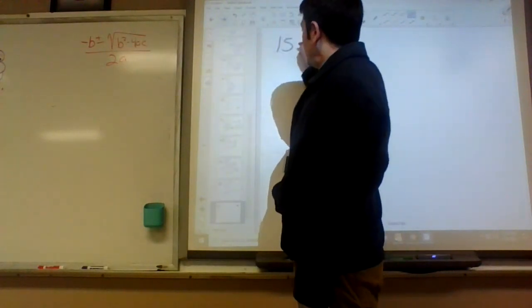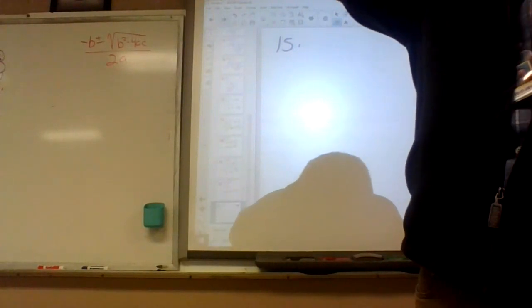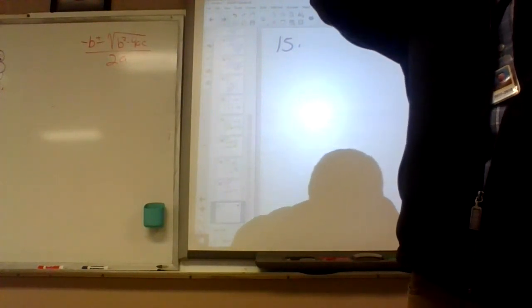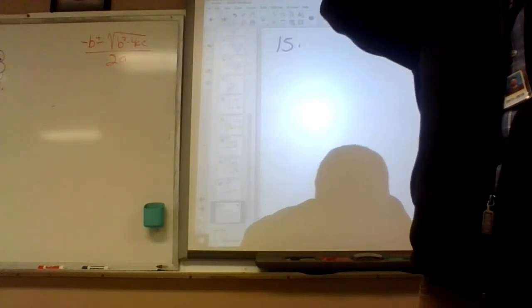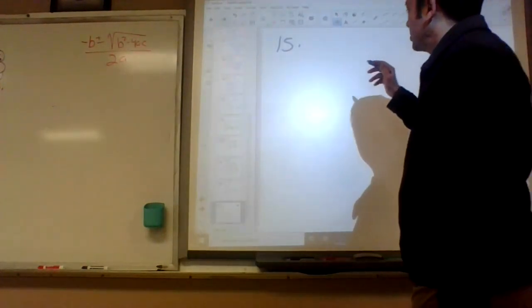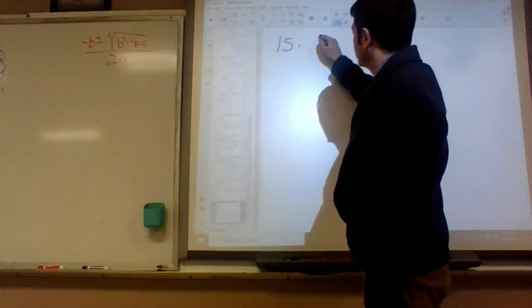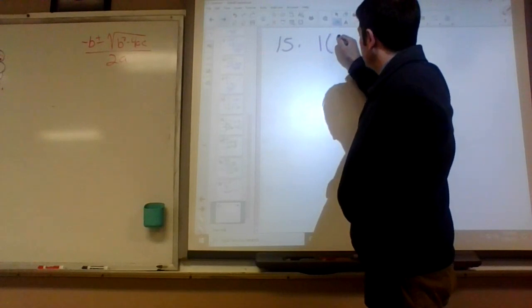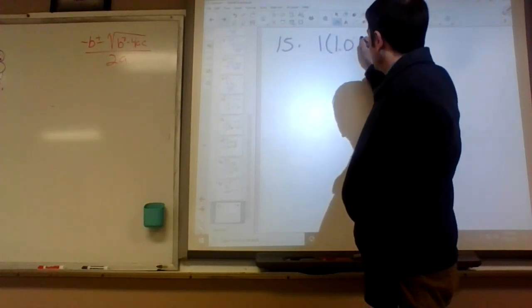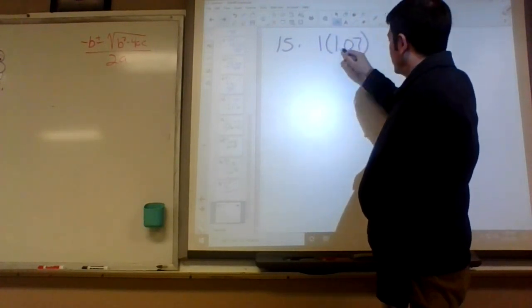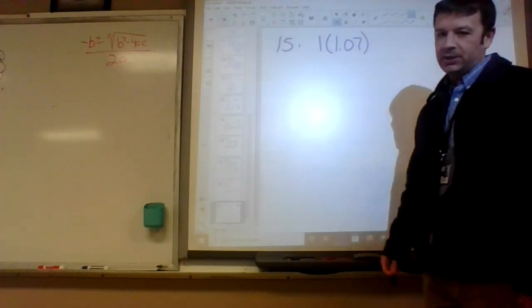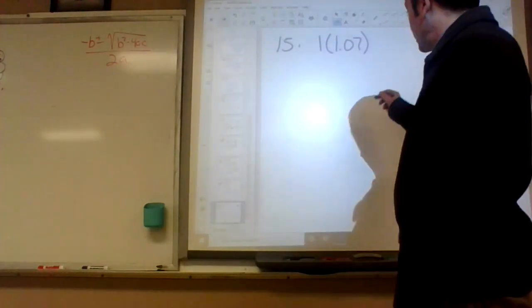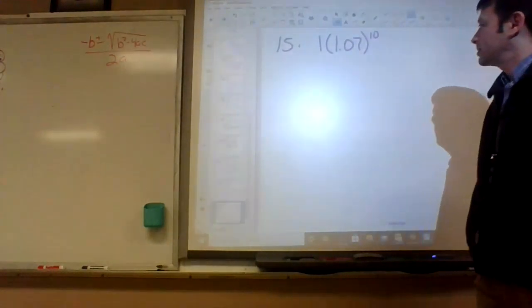All right, 15. Jar of mustard. That's not important. Now it costs $1, but it's increasing by 7%. That's not bad. So how do I write it? 1 parentheses 1.07. Yeah, 7% is 0.07, and then it says after 10 years and 20 years again, so it's another 10 right there.